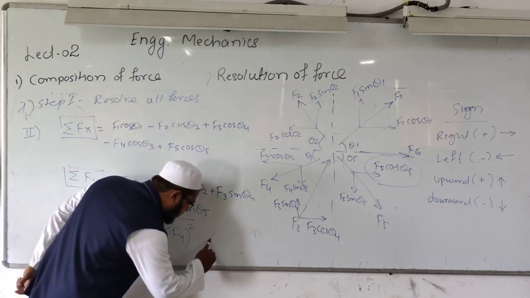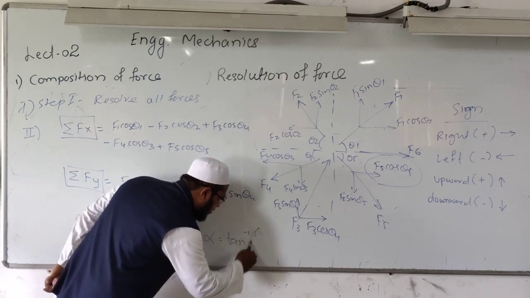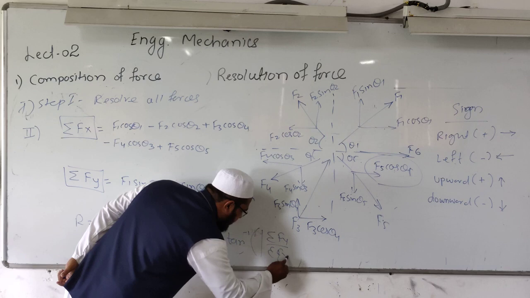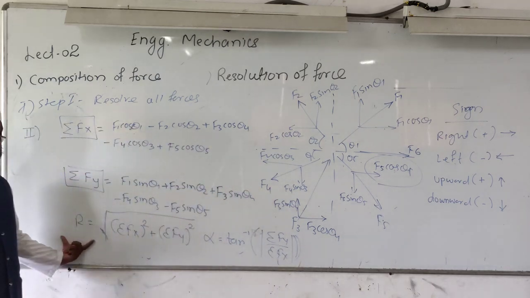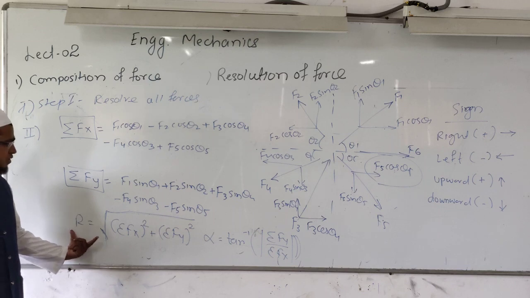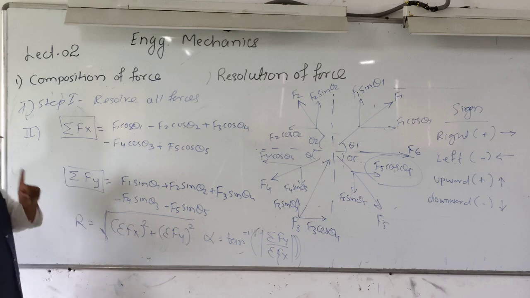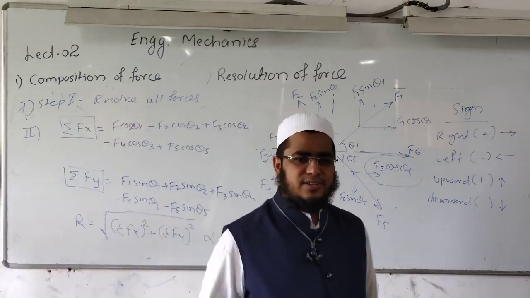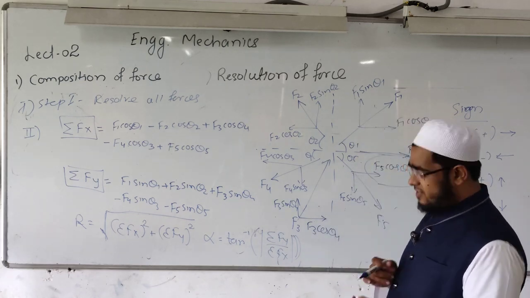And if we find the direction of the resultant, it is tan inverse of mod summation Fy divided by summation Fx. It is a very important formula. Now the given force system, with the help of this formula, is converted into a single force, and that single force is called the resultant of the force system. I will repeat the steps.